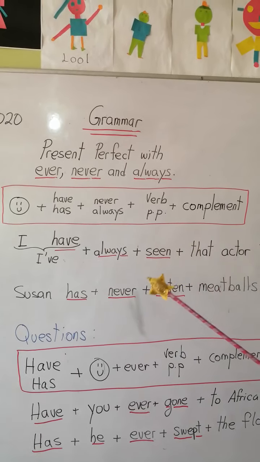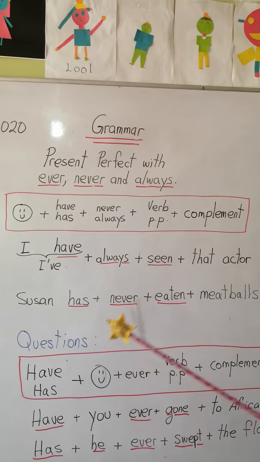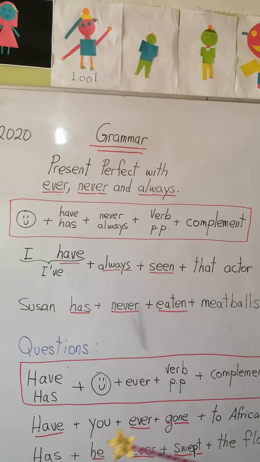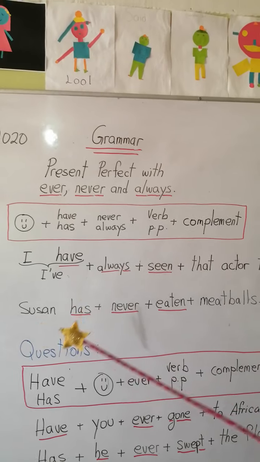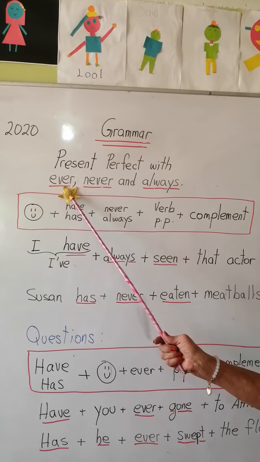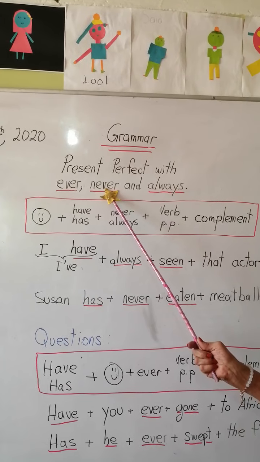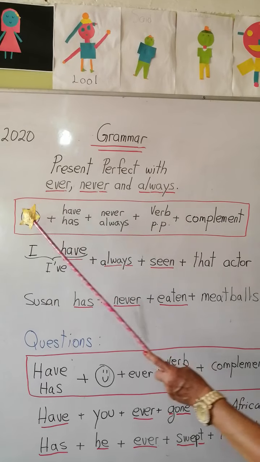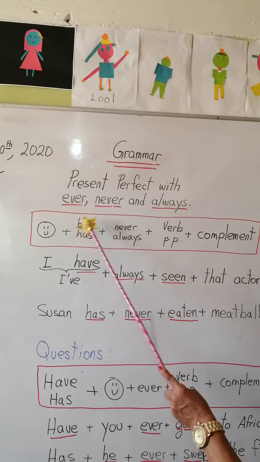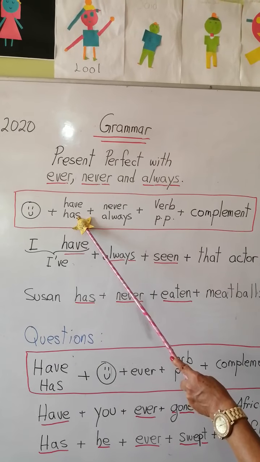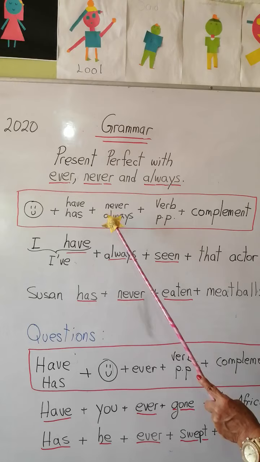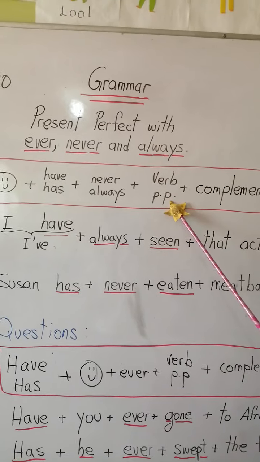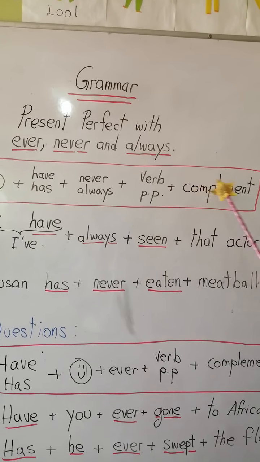Here is the formula, kids. It's very important. You already know how to do the present perfect sentences. But now we are going to add an adverb: ever, alguna vez, never, nunca, and always. Pay attention. The formula is this. First, the subject, and then have or has, it depends. And then never or always, it depends too on the sentence. And then the verb in past participle. And then the complement.